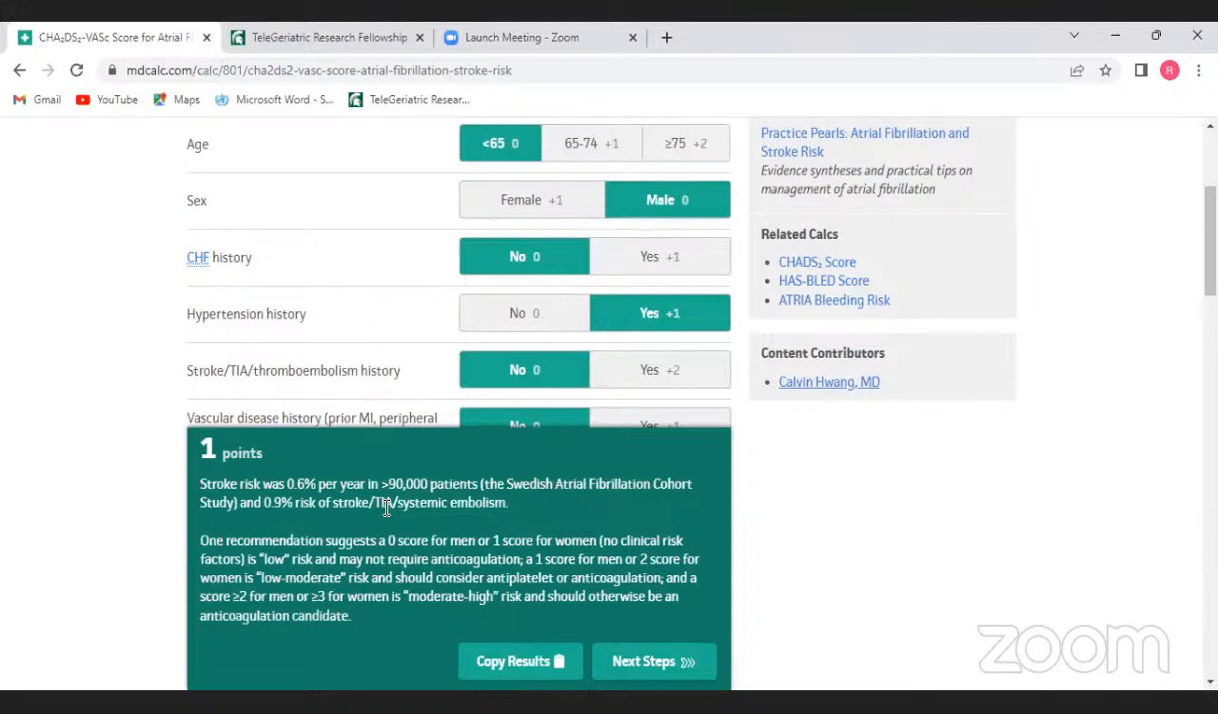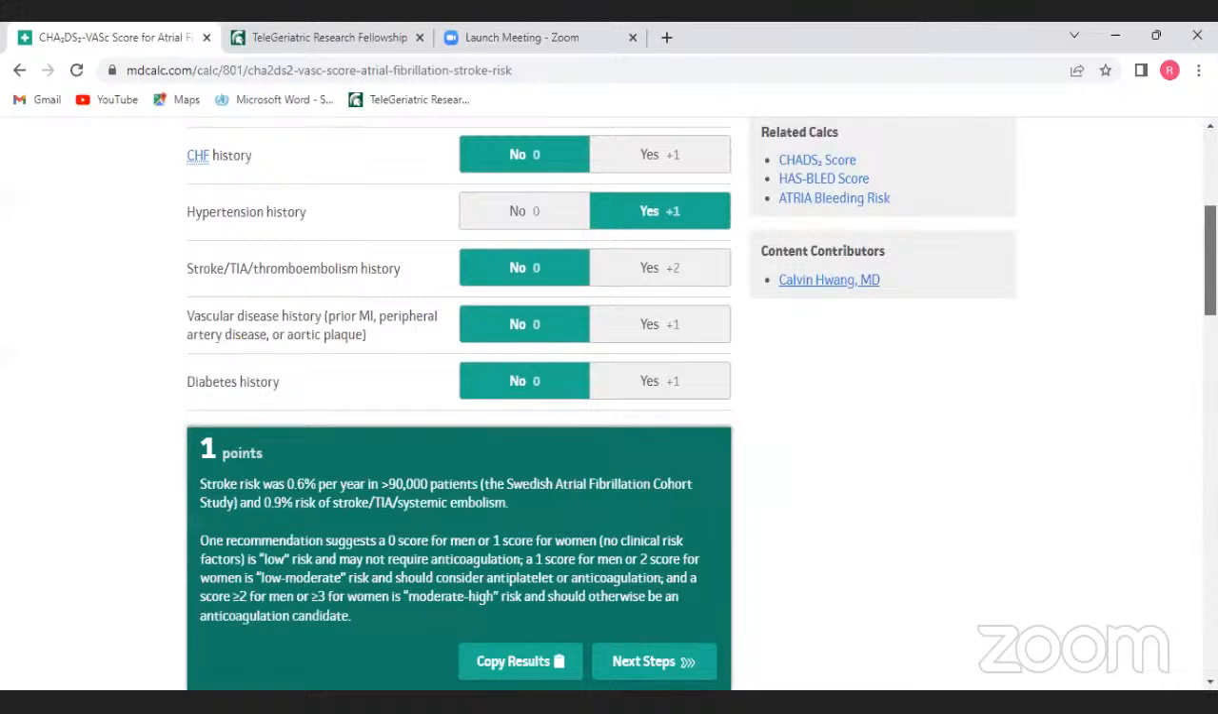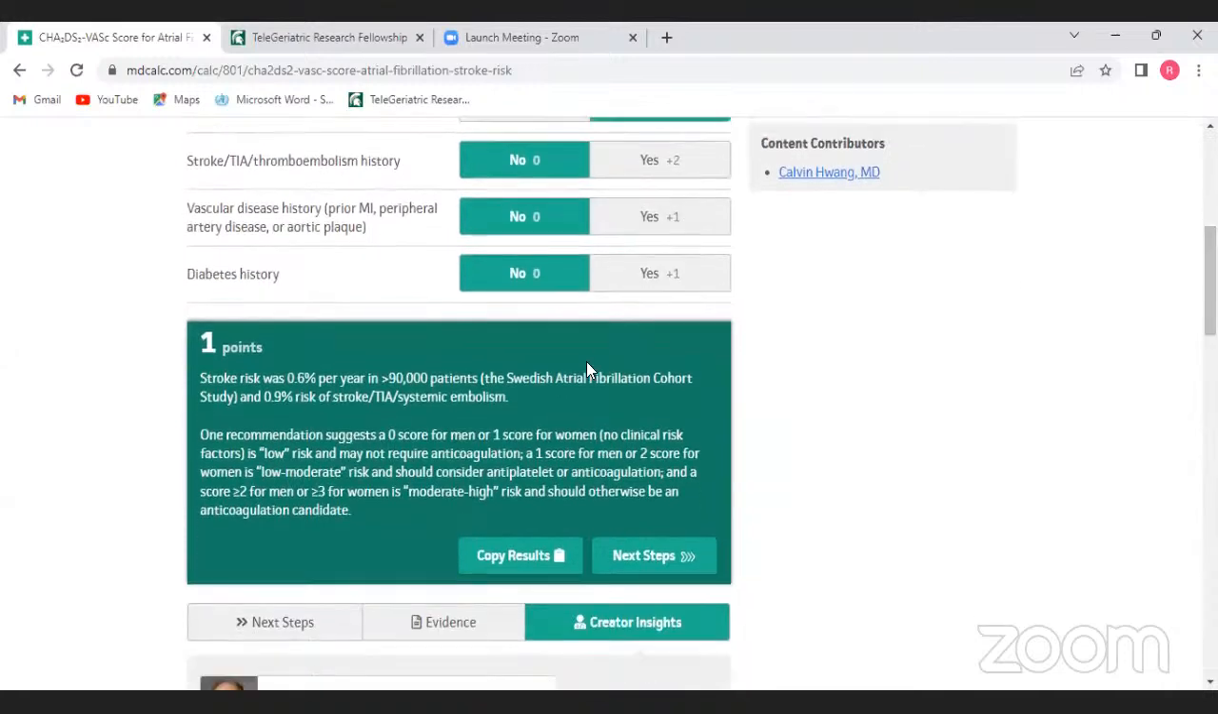One recommendation suggests a score of 0 for men or 1 for women, which means no clinical risk factors except for the sex, is low risk and may not require anticoagulation. A score of 1 for men or 2 for women is low to moderate risk and should consider antiplatelet or anticoagulation. And a score of more than or equal to 2 for men or more than or equal to 3 for women is moderate to high risk and should otherwise be an anticoagulation candidate. So these are the recommendations based on the scores by this tool.